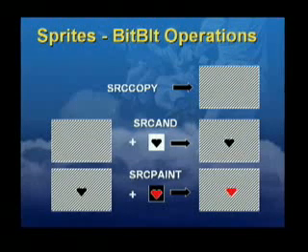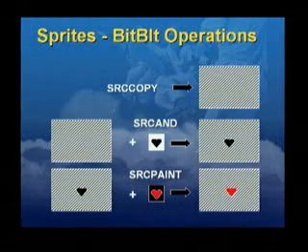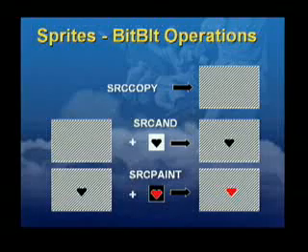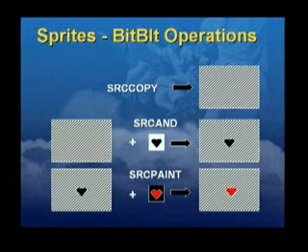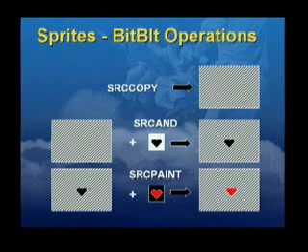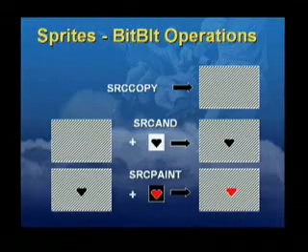Then the third step is we do a SRCPAINT. That's where we take the sprite itself, the bitmap where the area that's not the sprite is black, and we do a SRCPAINT. So we get red where we want to, and the black part is where we get the background. And then the last thing we do is we blit that whole thing to the screen.